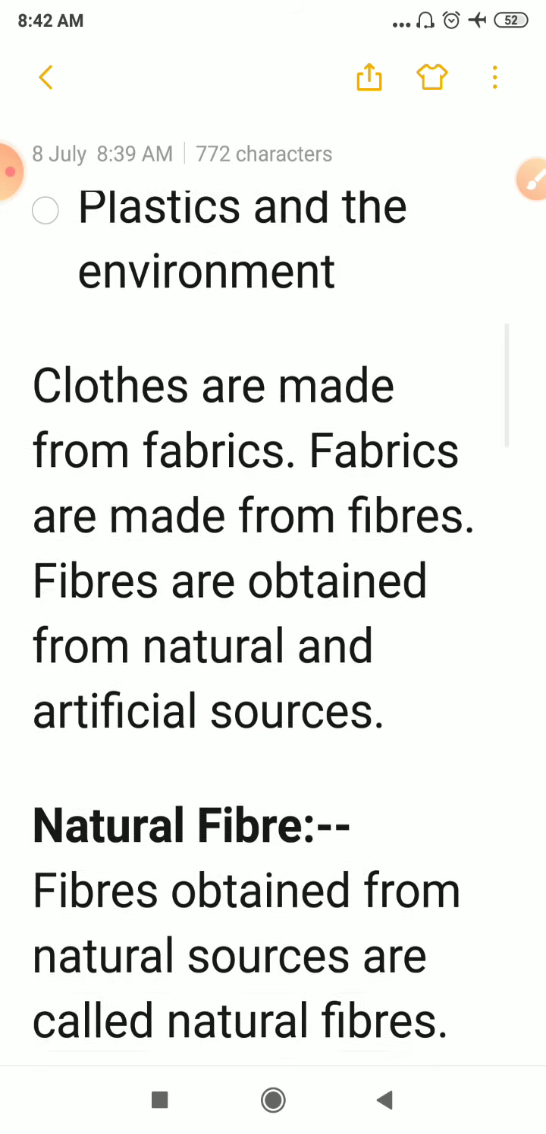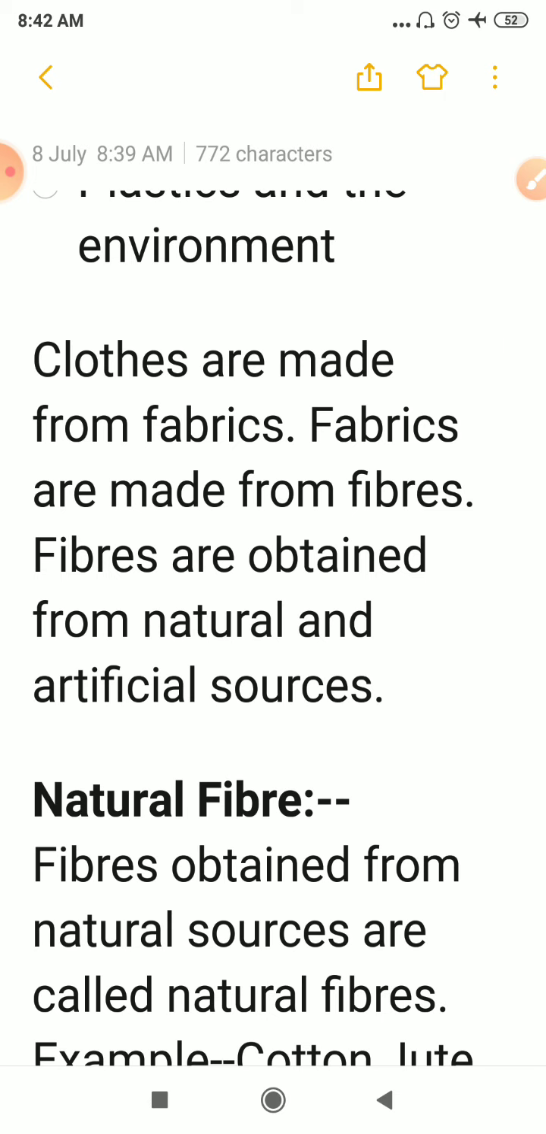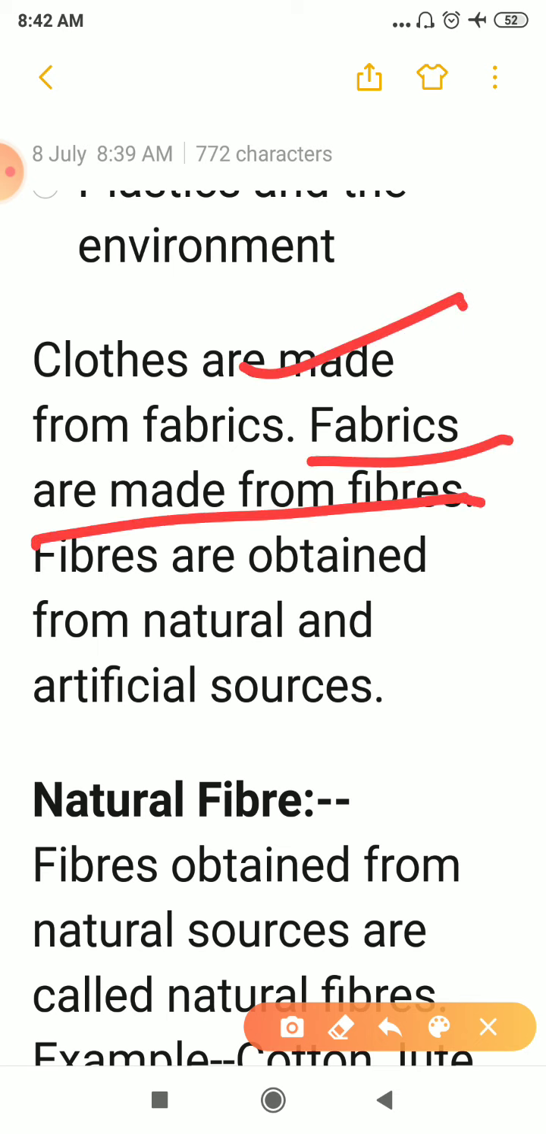But later they started making fabrics from different fibers, and after the discovery of the needle, when men learned to stitch, they started making cloths. Cloths are made from fabrics. Fabrics are made from fibers, and fibers are obtained from sources. That source can be natural or artificial, man-made.